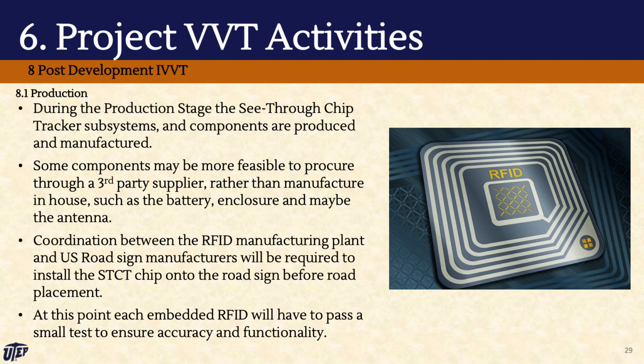Post-development IVVT. 8.1 Production. During the production stage, the see-through chip tracker subsystems and components are produced and manufactured. Some components may be more feasible to procure through a third-party supplier rather than manufacture in-house, such as the battery, enclosure, and maybe the antenna. Coordination between the RFID manufacturing plant and US road sign manufacturers will be required to install the see-through chip tracker onto the road sign before road installation. At this point, each embedded RFID will have to pass a small test to ensure accuracy and functionality.